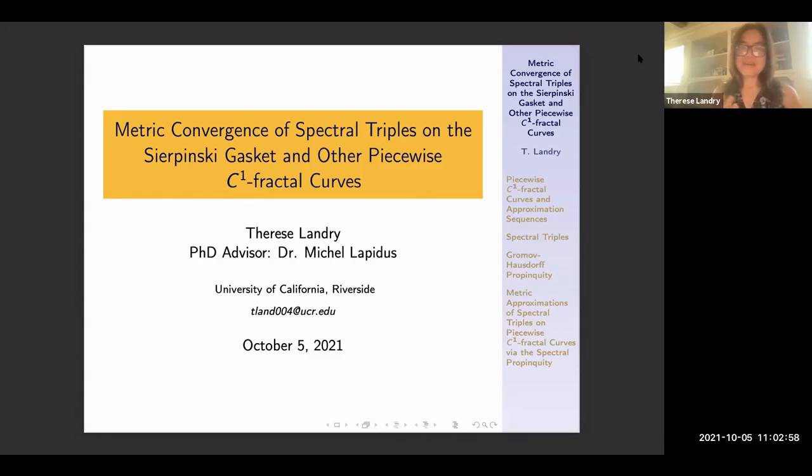Talking about spectral triples in a metric approximation sense, more specifically ones defined on fractal curves.